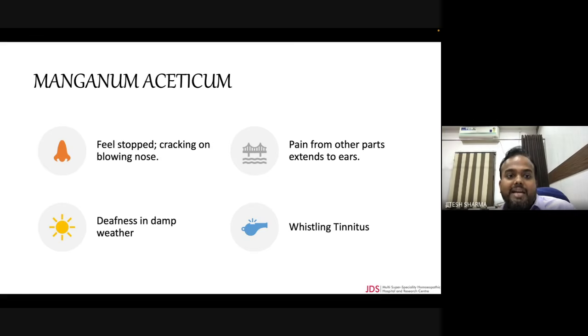Magnesium aceticum. In Magnesium aceticum, the nose feels stopped, with cracking and blowing of the nose. Their pain extends from other parts to the ears. And interestingly, Magnesium aceticum has whistling tinnitus. A ringing is heard in the ear. That's typical of whistling tinnitus. Deafness in damp weather: Magnesium aceticum.